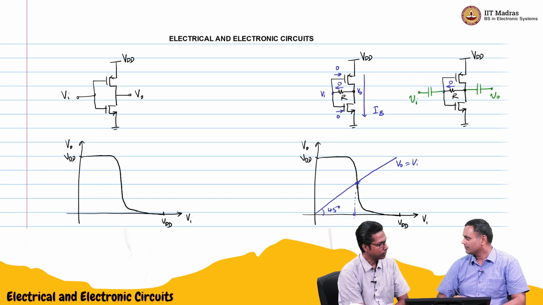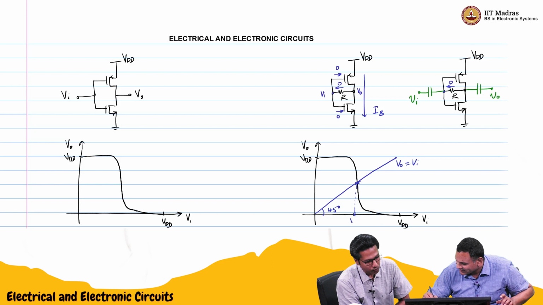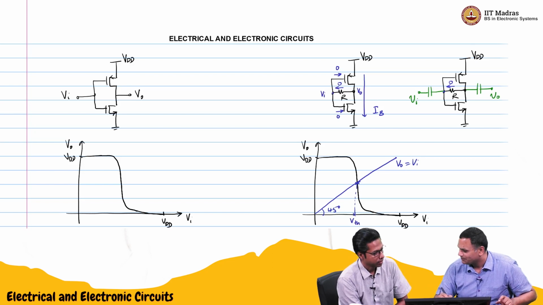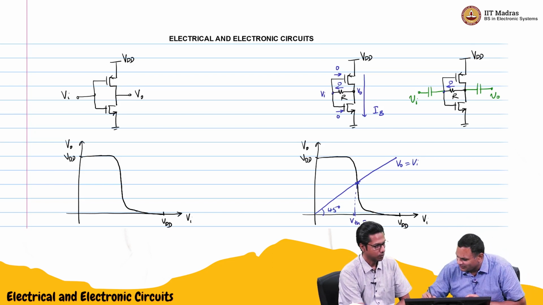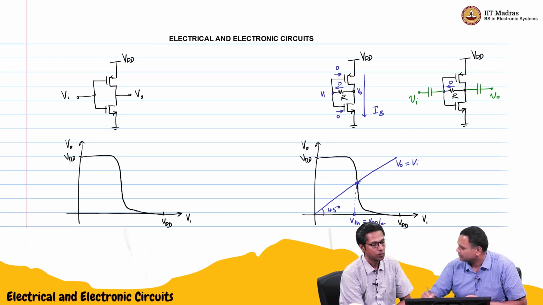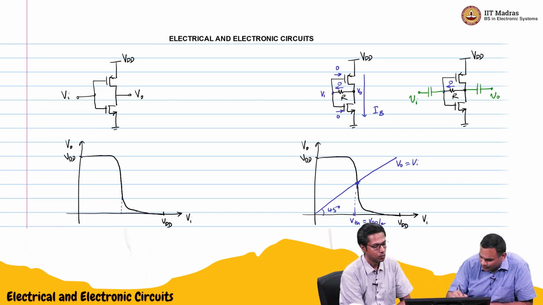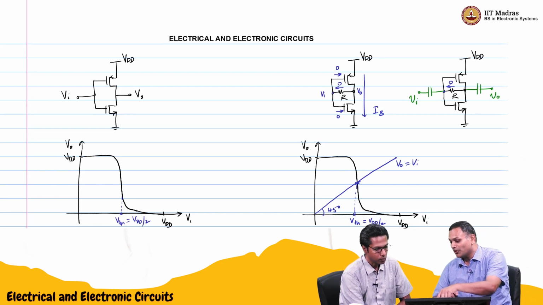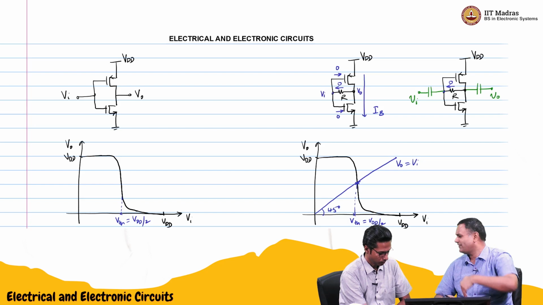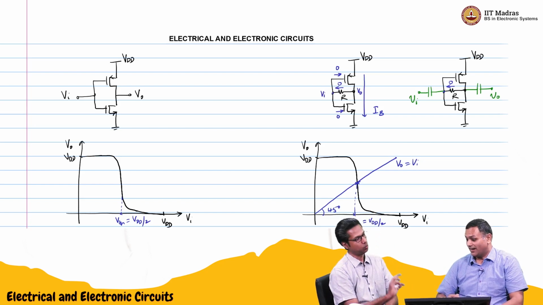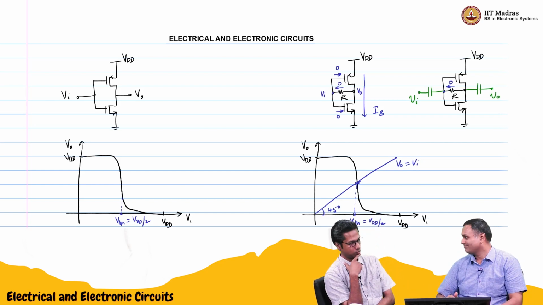Almost ideally VDD by 2. Ideally VDD by 2, right? In fact, yesterday I think we called it VTH. If it's completely symmetric, this will be VDD by 2. And that's what we wanted, no? We wanted it completely symmetric. So that is also the point where it's falling very steeply. And if you do that, you will get a lot of gain.